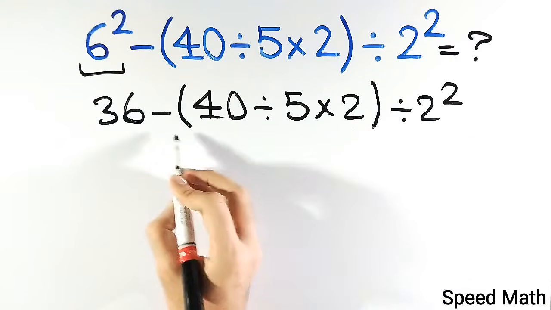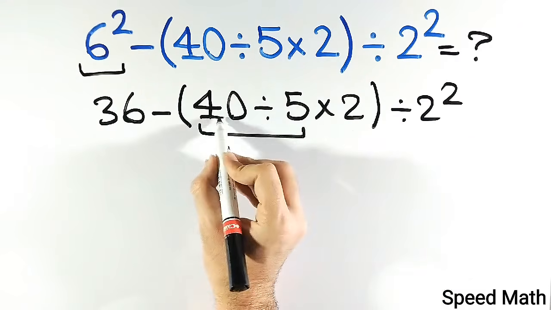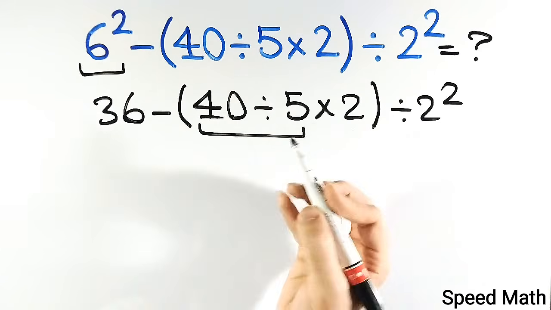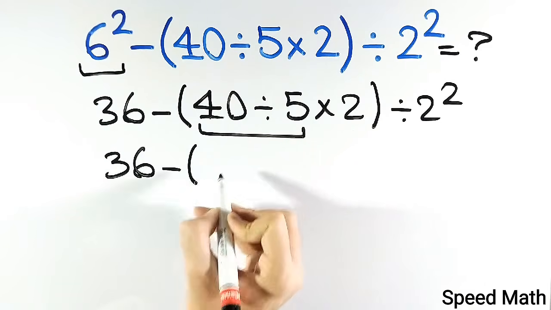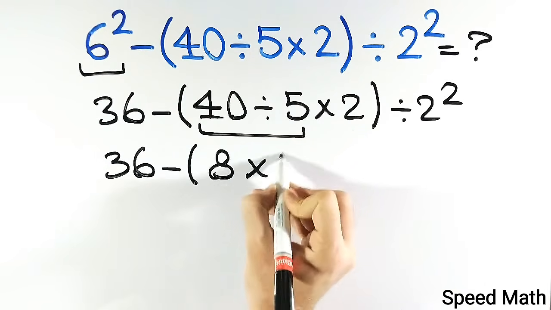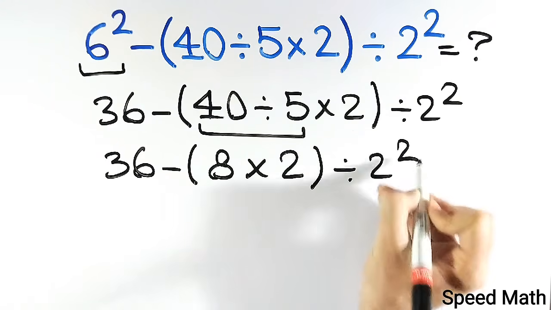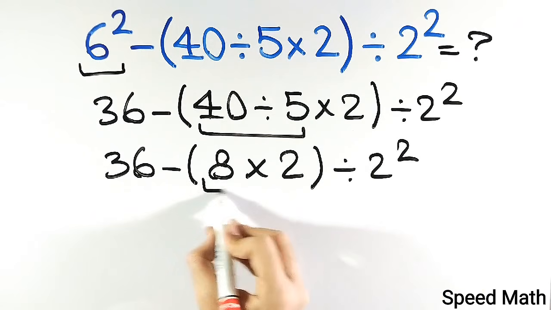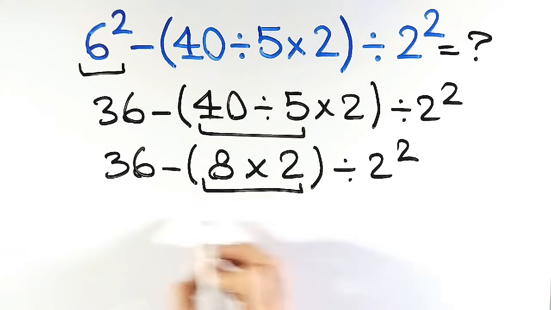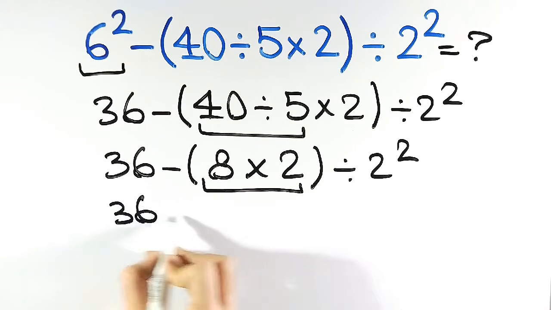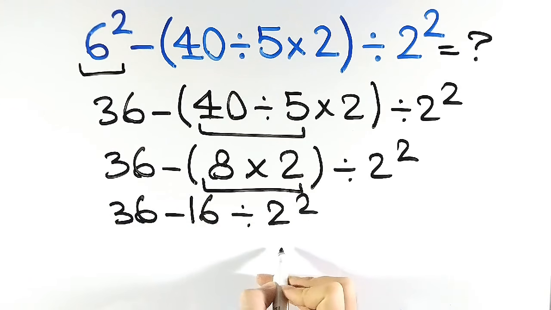And the next step, they go to the expression inside the parentheses and solve the division between 40 and 5. So, they rewrite this expression as 36 minus (8 times 2), then divided by 2 squared. Then, they go for the multiplication between 8 and 2, and instead of this expression, they write 36 minus 16 divided by 2 squared.